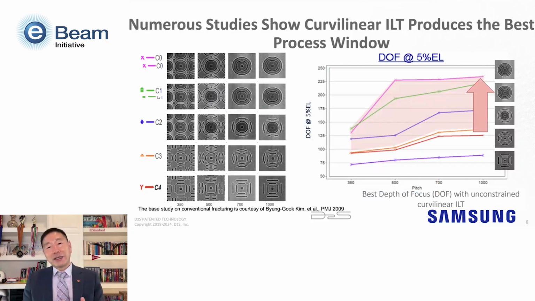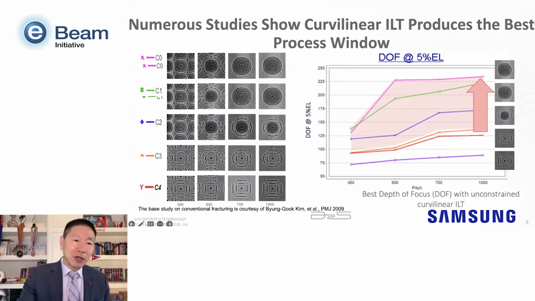Okay, now let's look at a little bit more details. So first, let's look at how full curvilinear ILT can improve process window. There are numerous studies on this. The first one was done by Luminescent with Samsung. At that time, we generated those curvilinear mask patterns for contact array with a different pitch.